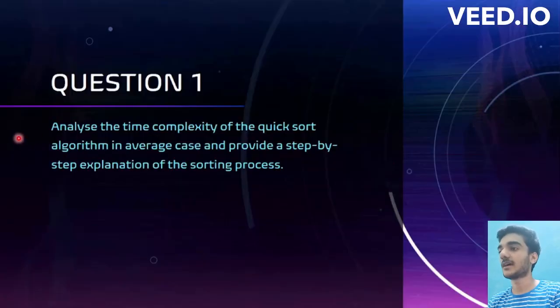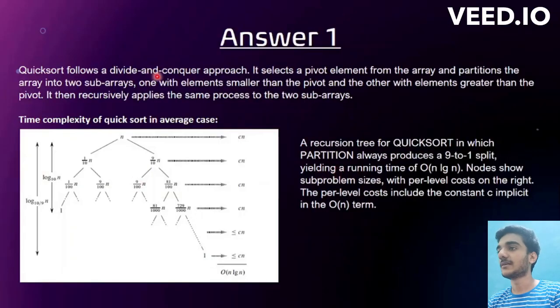Question number 1. Analyze the time complexity of quicksort algorithm in average case and provide a step-by-step explanation of the sorting process. Quicksort follows a divide and conquer approach. It selects a pivot element from the array and partitions the array into two sub-arrays, one with elements smaller than the pivot and the other with elements greater than the pivot. It then recursively applies the same process to the two sub-arrays.